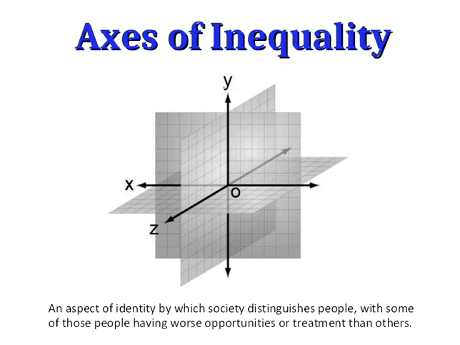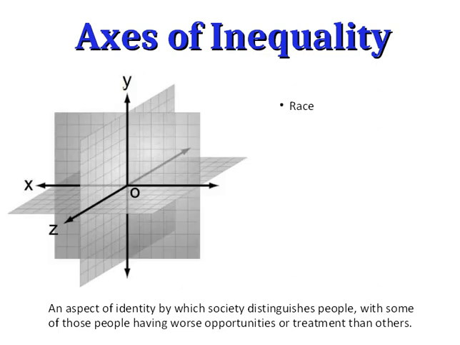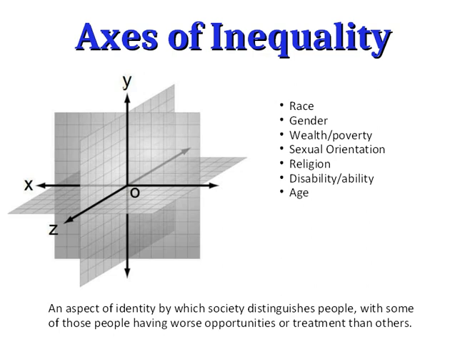In your math classes, you've had to graph things on an XY chart, and every point has an X coordinate and a Y coordinate, possibly a Z coordinate if you're doing a three-dimensional type of mathematical graph. And so just like any point can be given its location in space by these X, Y, and Z coordinates, a person can be given their position in the metaphorical social space by their position on a variety of axes of inequality. So these axes of inequality are things like race, gender, wealth or poverty, sexual orientation, religion, disability or ability, age, nationality, and a whole bunch more.